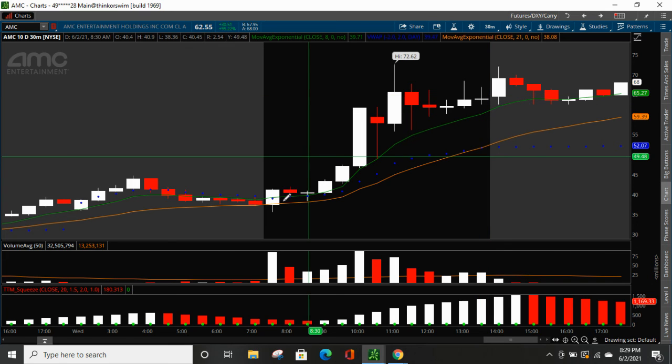Because you could have gotten an entry here, and then told yourself, hey, if AMC closes below that 8 exponential moving average, so that 39, right? You would have had an entry right above there at $40, so you'd have been essentially risking about 30-40 cents on that move. When it closes below there, you get out. But you can see, right? You had an entry here at around $40, and it had a 30 point move today.